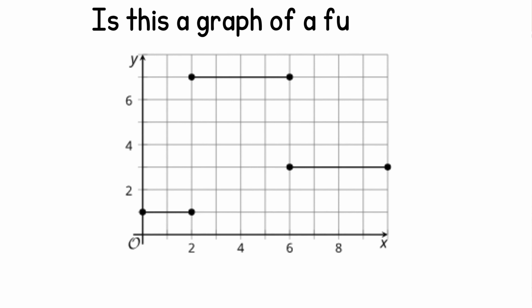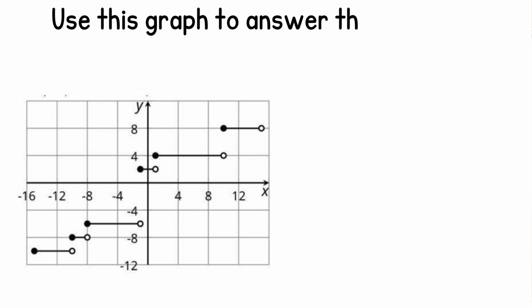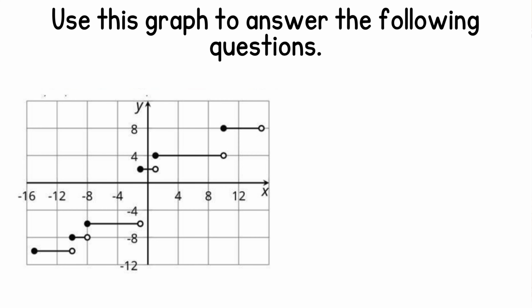Now let's decide if this piecewise graph is a function. We can see at the value of x equals 2, it has two outputs at 1 and 7. And the x value of 6 also has two outputs at 3 and 7. So this is not a function because it doesn't have exactly one output for every input. We're going to use this new graph to answer the following questions.